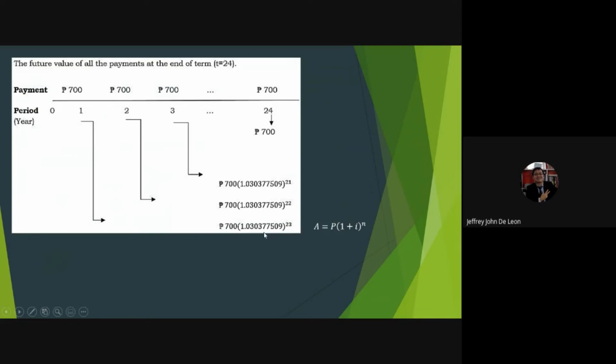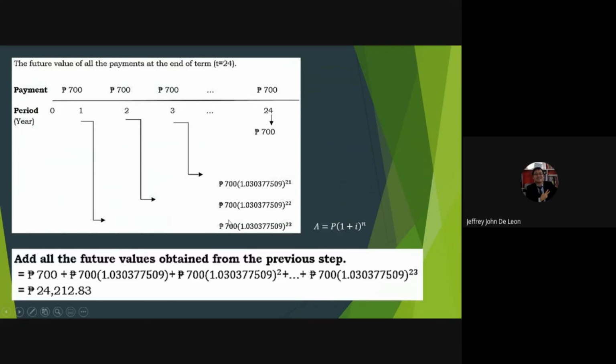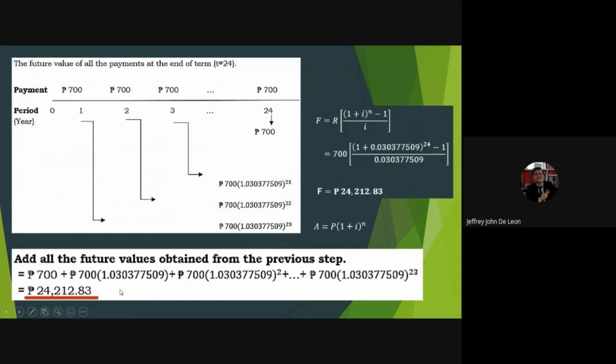Using this formula, we solve the following: 700 plus 700 times this, plus 700 times this to the power 2, power 3, power 4, up to power 23, because this one is power 0, up to power 23. So you have 24,212.83, the same as the answer using the formula.